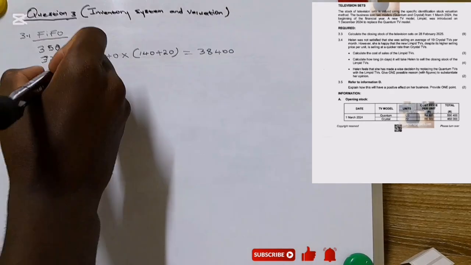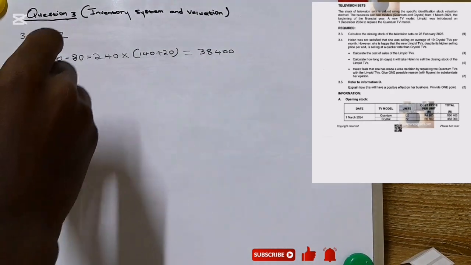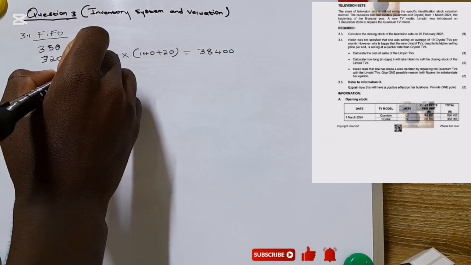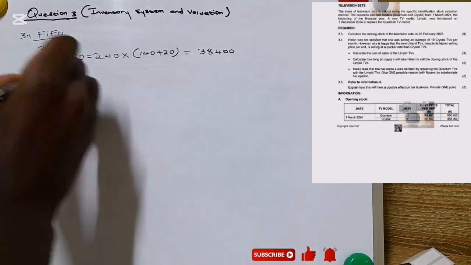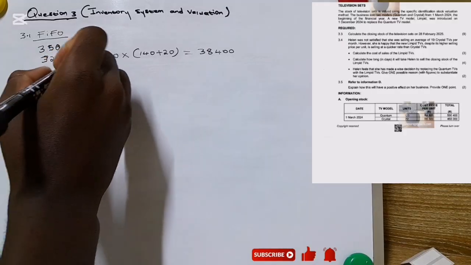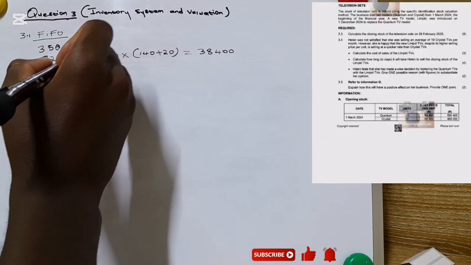And then we come to this one, which is 110 units multiplied by. These are the units for September 2024. Remember, we start from the bottom and we go up. So we are not going to use 380. We are going to use 310 for September 2024. We are going to use 110 units, but the price, we are going to use the same price. It's not going to change the unit price.